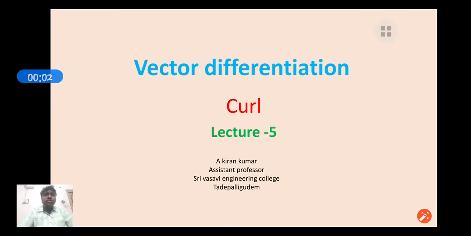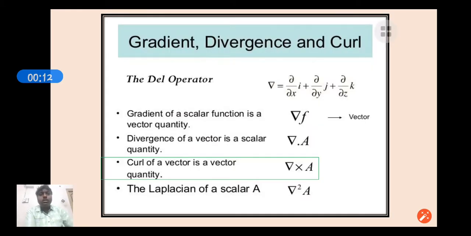Good morning students. In the vector differentiation lecture series, today we discuss the curl, lecture number 5. Previously I discussed the vector differential operator del. I am defining del as ∂/∂x of i bar plus ∂/∂y of j bar plus ∂/∂z of k bar.